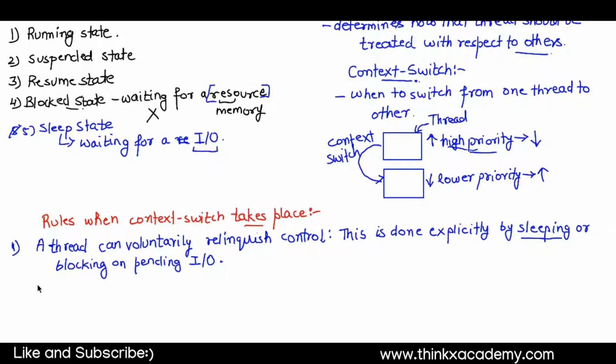The next one is a very simple one. A thread can be preempted by a higher priority thread.